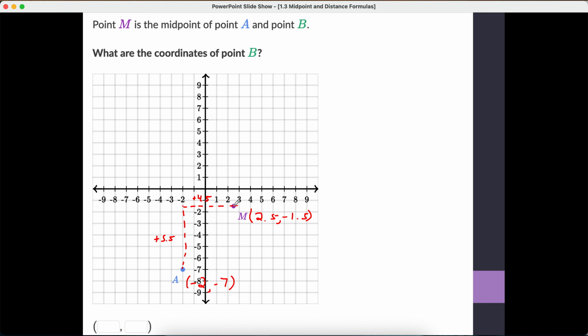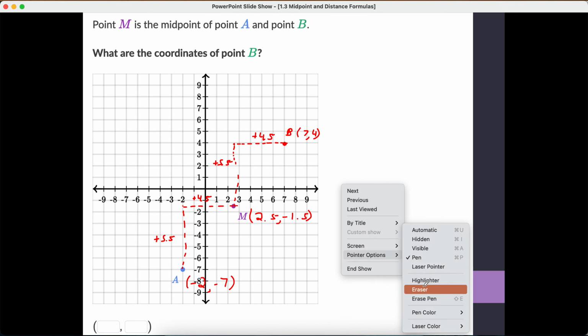right from M instead. So from this point M, if I go up 5.5, let's see, this might be hard for my brain actually. That's negative 1.5 plus 5.5 puts me at 4. Great. And then if I go right from here 4.5 units, so that's from positive 2.5, 4.5 units right, puts me at 7. So it sure does look like point B is at 7, 4. There's a way to do this without even the visual. I'm hoping that made sense to people.